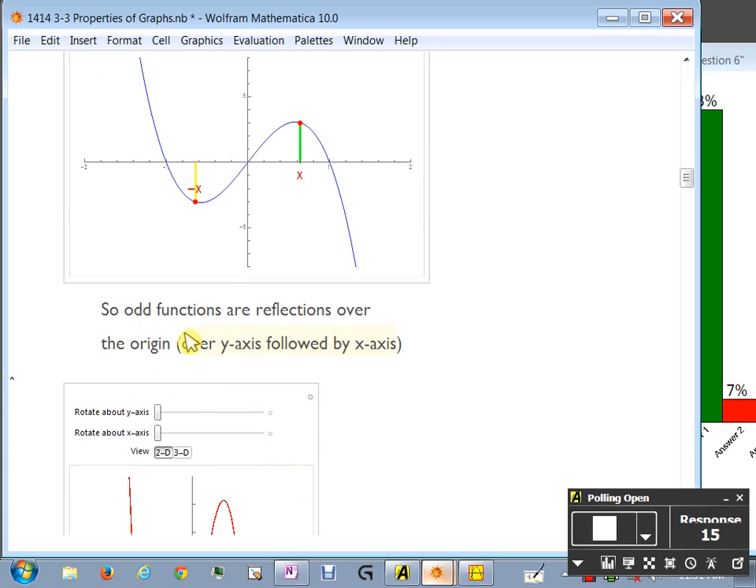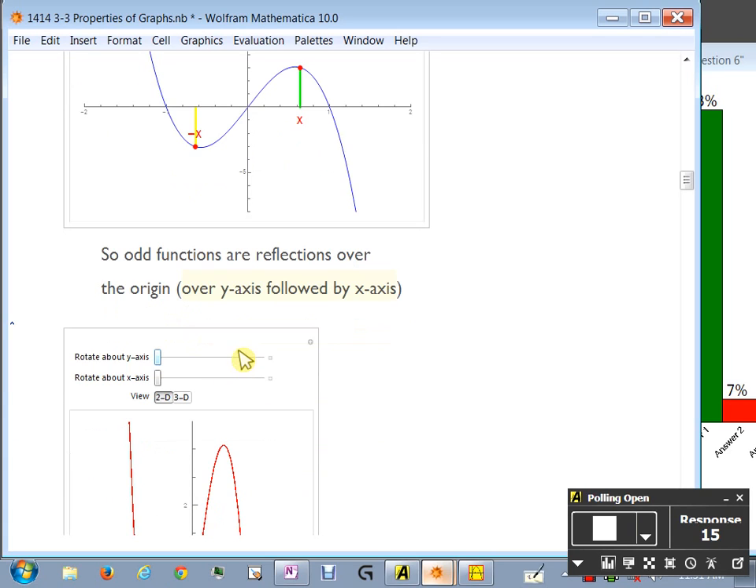So odd functions, you'll have to correct this also. It's in yellow. It's a correction. So odd functions are reflections over the origin. Even functions are reflections over what? Y-axis. Odd functions are not reflections over the x-axis. They're reflections over the origin. What does reflection over the origin mean? It means you first reflect over the y-axis, then you reflect over the x-axis.